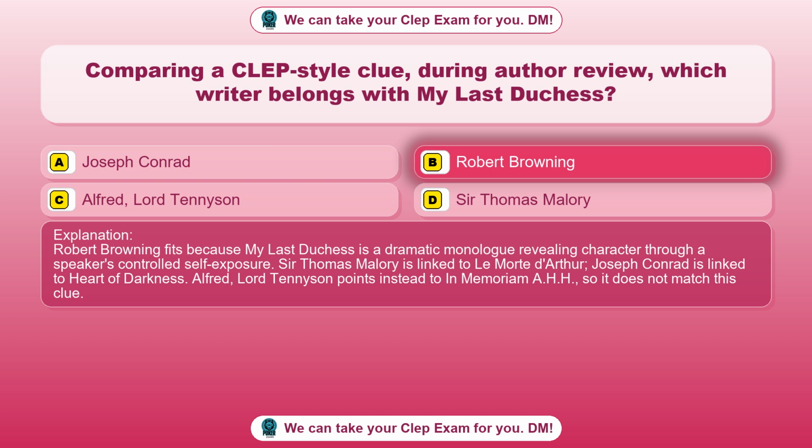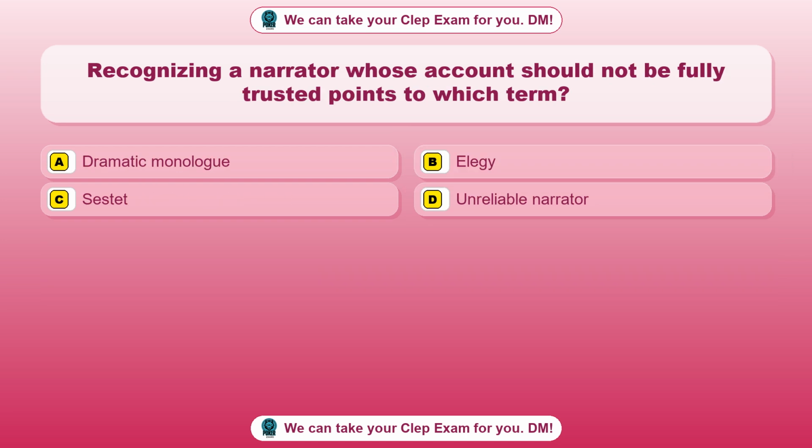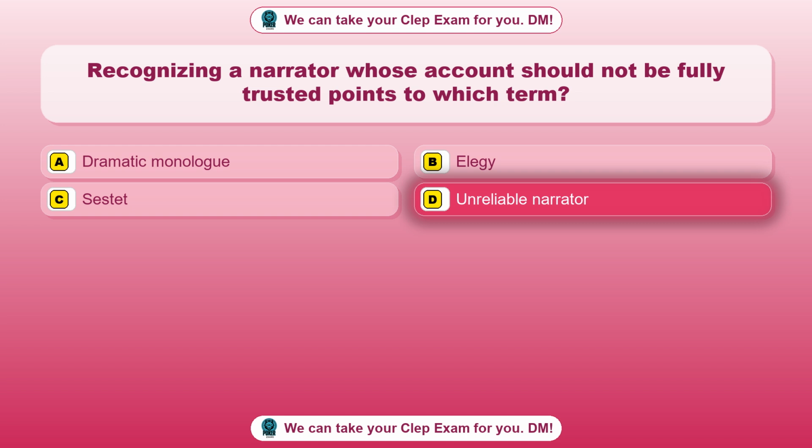Sir Thomas Malory is linked to Le Morte d'Arthur. Joseph Conrad is linked to Heart of Darkness. Alfred, Lord Tennyson points instead to In Memoriam A.H.H., so it does not match this clue. Question 14. Recognizing a narrator whose account should not be fully trusted points to which term? Option A. Dramatic monologue. Option B. Elegy. Option C. Sestet. Option D. Unreliable narrator. The correct answer is option D.